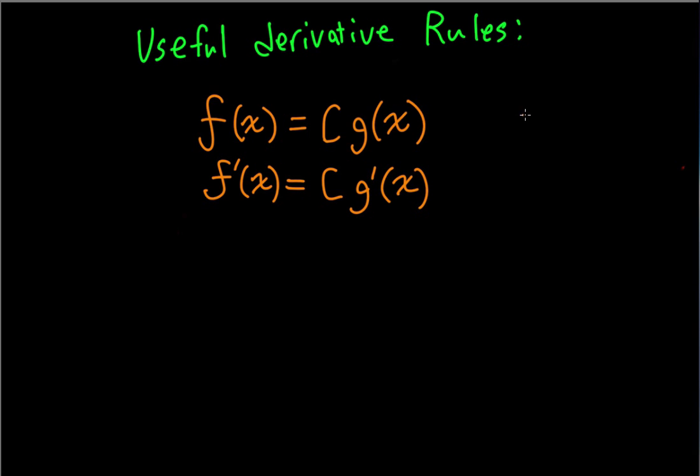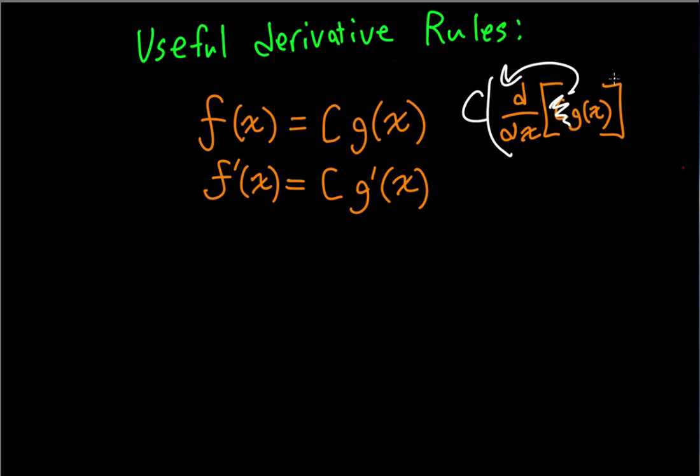You can imagine when we're taking the derivative with respect to x of c times g of x, this c just kind of hops out. Just hops out so that it gets out of here and comes out here. So it becomes c times the derivative with respect to x of g of x. And this is the case. So what about an example?